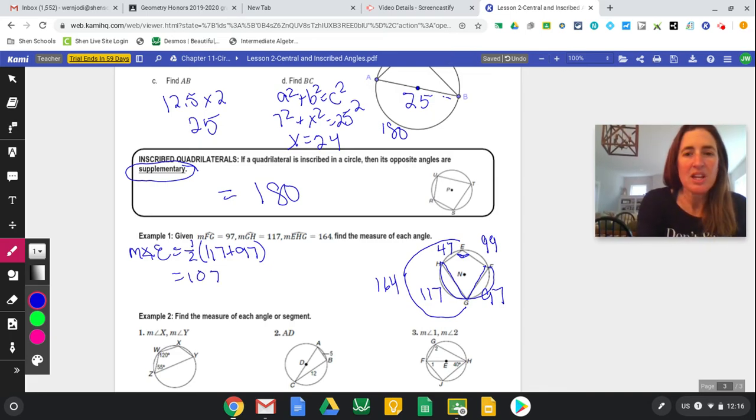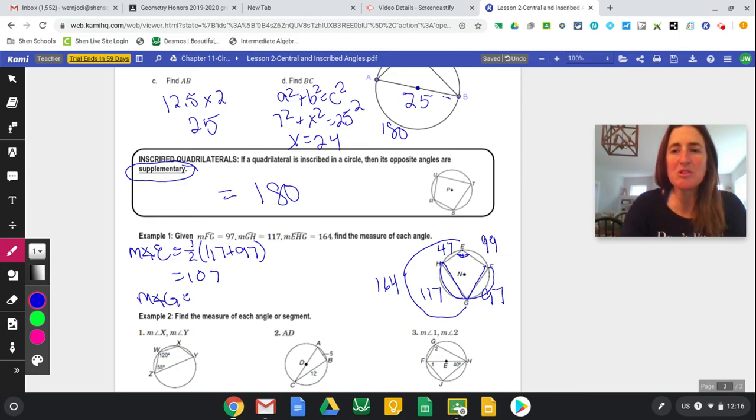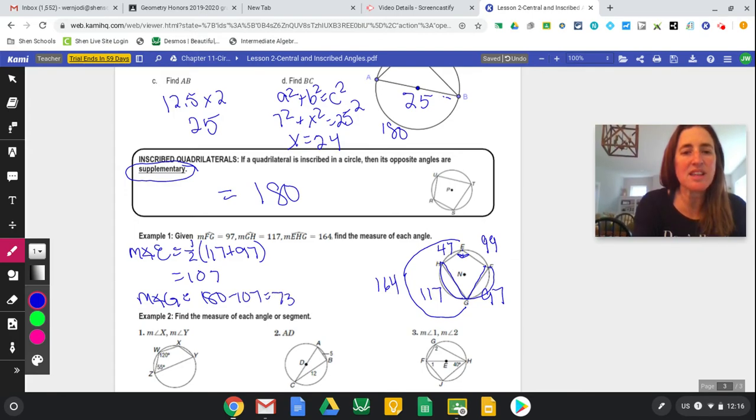Okay, now to find the angle G, I know they have to be supplementary to each other because in a quad that's inscribed in a circle, they have to be supplementary. So 180 minus the 107 gives me 73. So that means this angle is 73. That was fun. Okay, now let's find the measure of angle H.